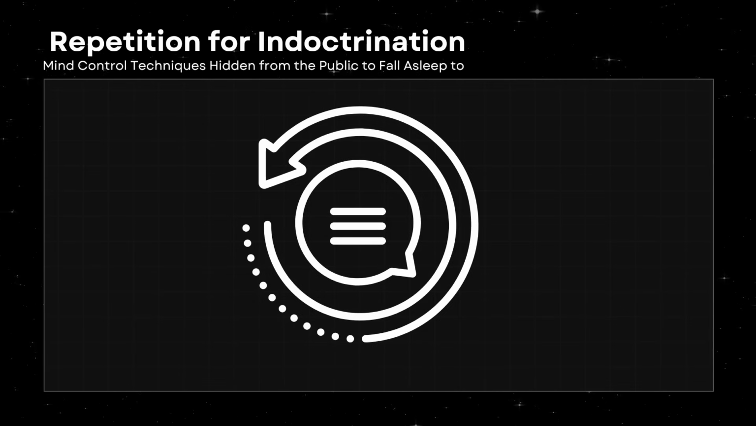Repetition can also change language. Over time, certain terms become normal, even if they were once seen as extreme. Words like collateral damage replace civilian deaths. Enhanced interrogation replaces torture. These new terms are repeated in reports and speeches. They make harsh actions sound technical or clean. Once people hear them enough, they stop asking what they really mean.